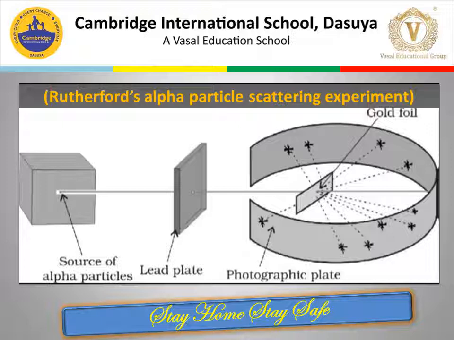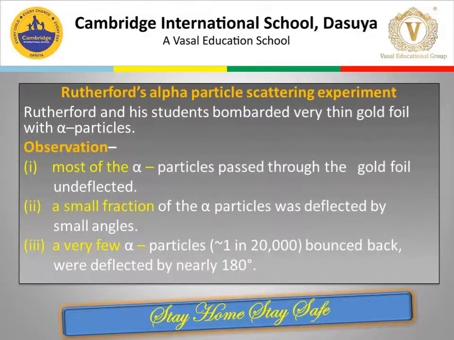Now we will discuss the observations of this alpha particle scattering experiment. Rutherford and his students bombarded a very thin gold foil with alpha particles. Now, what were the observations made in this experiment? Most of the alpha particles passed through the gold foil undeflected. They passed through the gold foil in a straight line without undergoing any kind of deviation. A small fraction of the alpha particles was deflected by a very small angle.